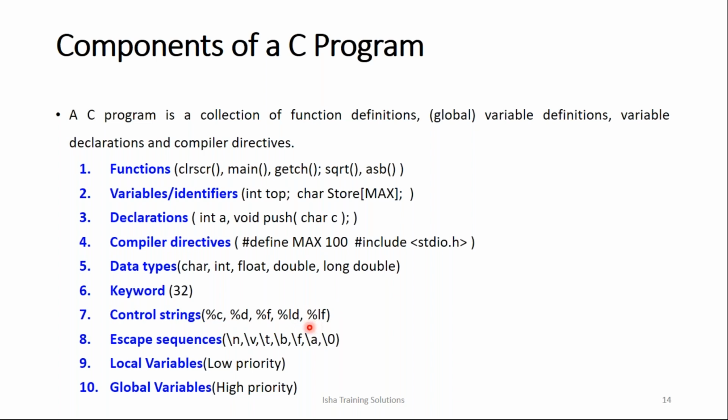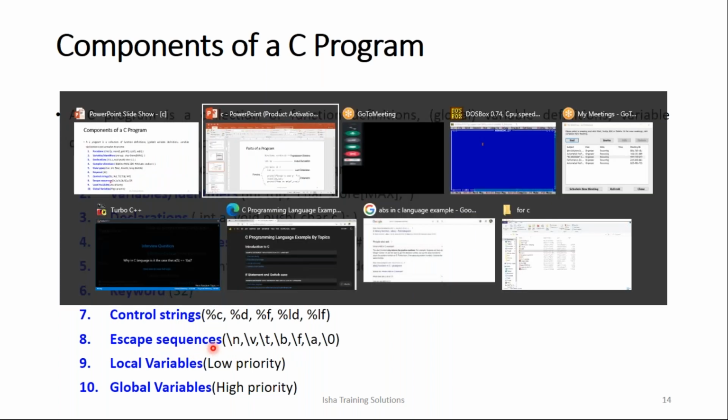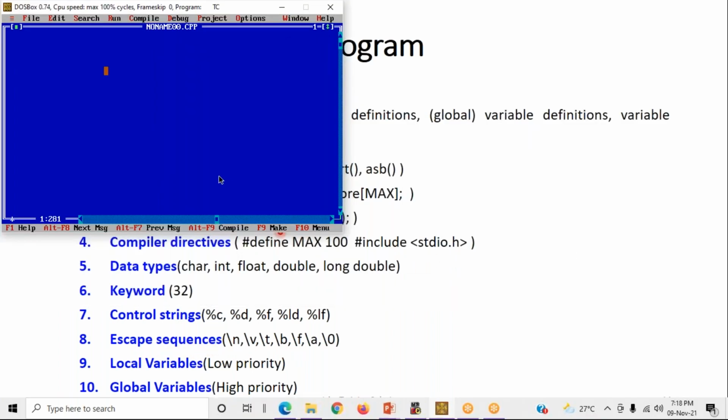And escape sequences. We have these types of keywords, or escape sequences, to avoid some sort of disturbance while displaying on the screen. For example, we will see this example of an escape sequence now. We are going to type the program now.